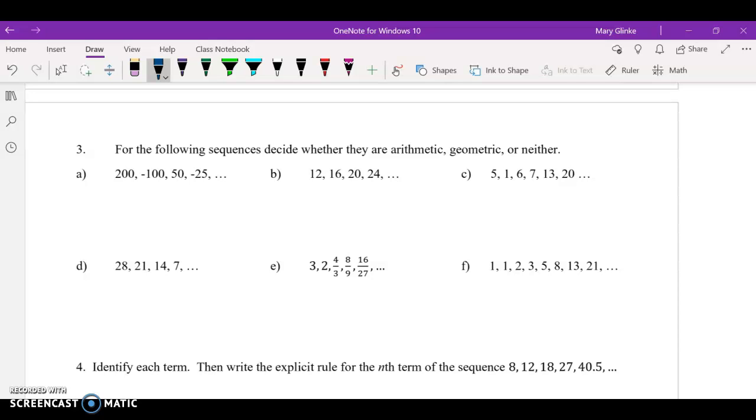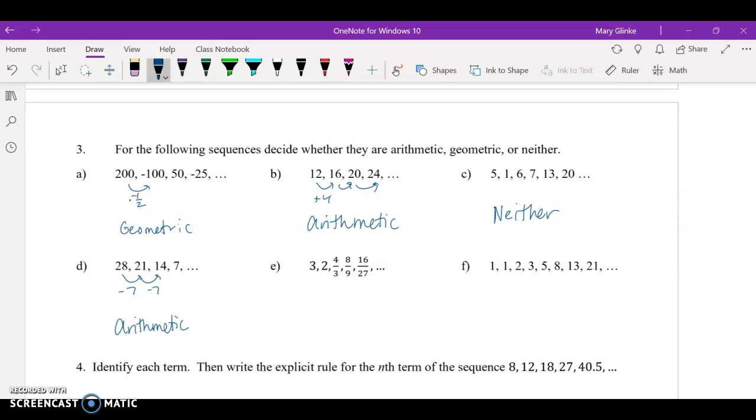So after you've gone through and tried it, take a look at A here. We're multiplying, makes it geometric. B, you are adding 4 each time, which makes that arithmetic. C didn't really follow a consistent pattern, so that one was neither. D, you are subtracting 7, making that arithmetic.